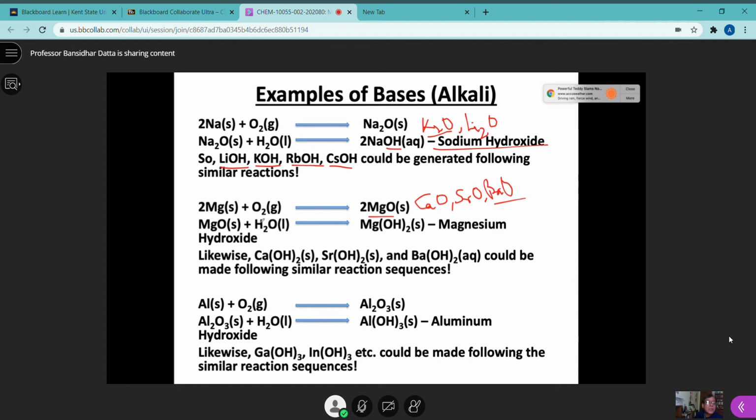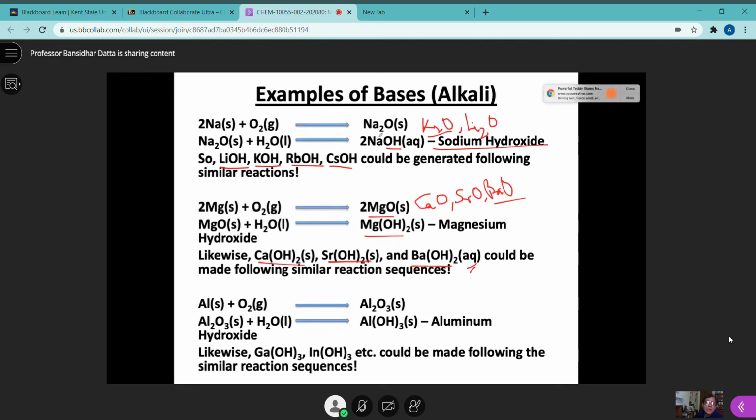Now, if we dissolve the group 2 metal oxides in water, you get magnesium hydroxide, calcium hydroxide, strontium hydroxide, barium hydroxide. As you probably remember from the solubility rules, these hydroxides are basically insoluble solids. But barium hydroxide is aqueous, because barium hydroxide is a strong base. We'll come back to that. Someone asked the question, very good point.